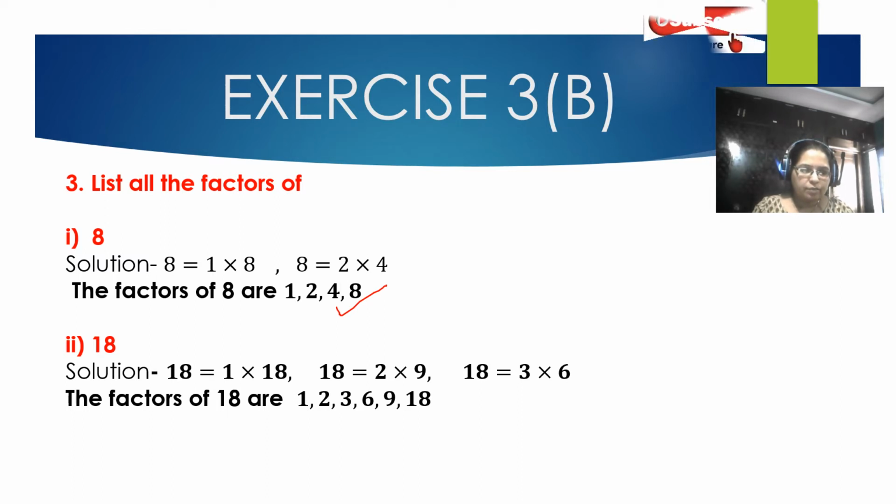Second bit 18. We multiply 1 and 18, we get 18. We multiply 2 and 9, we get 18. We multiply 3 with 6, we get 18. So factors of 18 are 1, 2, 3, 6, 9 and 18.